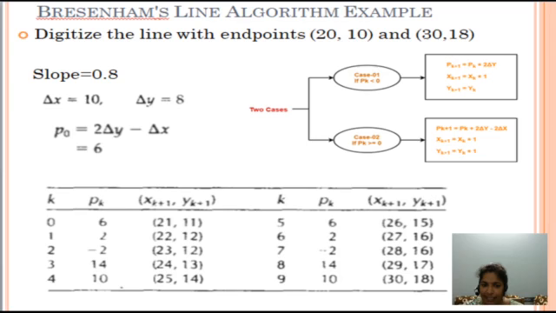So it is positive, and since it is positive, x will be incremented by 1 and y also will be incremented by 1. This way it will continue until you reach the other endpoint. Okay, so this is regarding Bresenham's line drawing algorithm. Thank you.